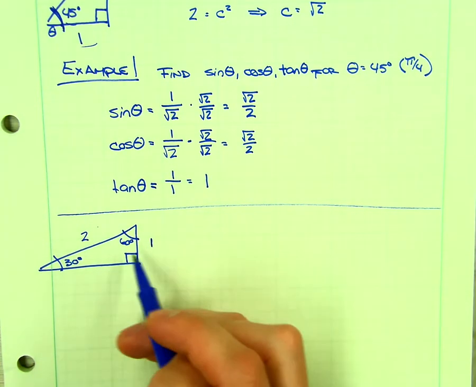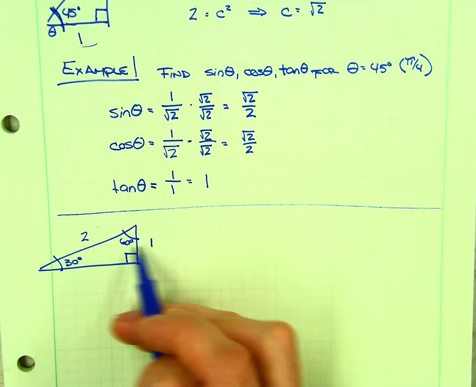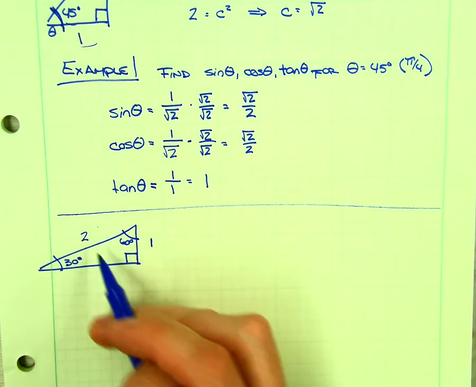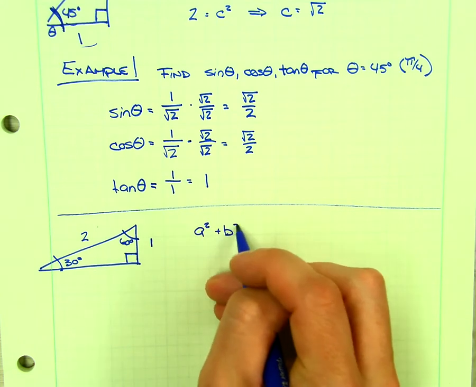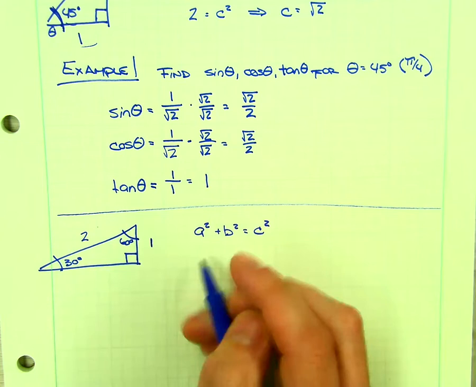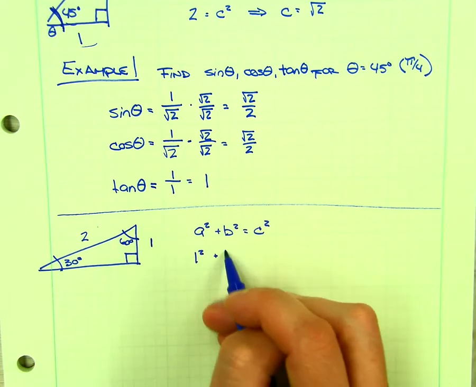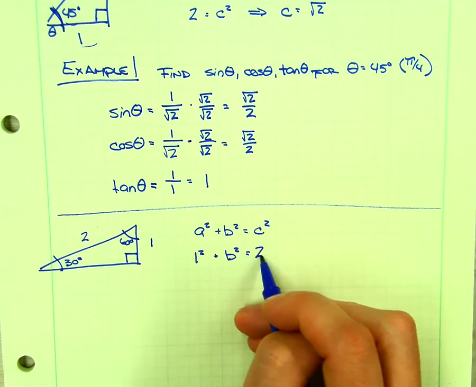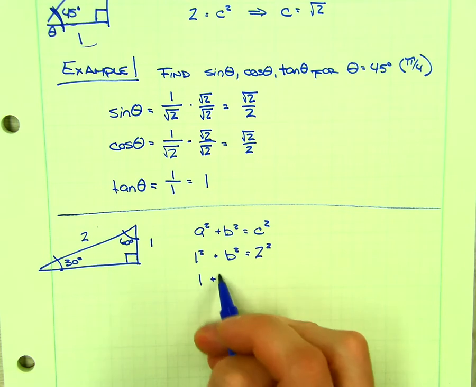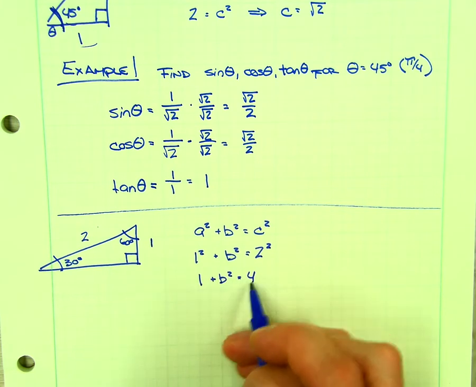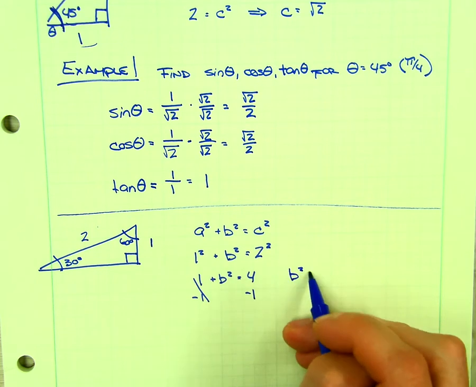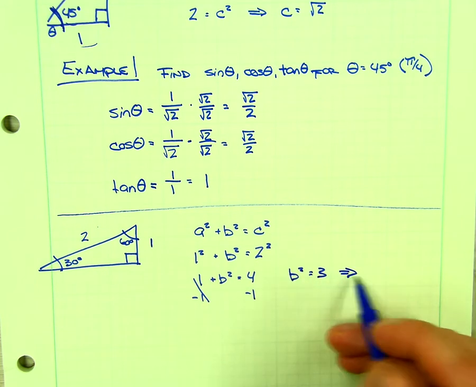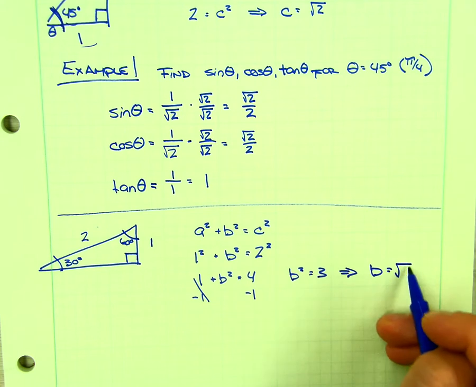The first thing I need to do is I know the adjacent or the opposite side, and I know the hypotenuse. I know A and C. I need to figure out what B is. So I'm going back to a squared plus b squared is equal to c squared. And so I can say 1 squared plus b squared is going to be equal to 2 squared, or 1 plus b squared is going to be equal to 4. Subtract 1 from both sides, and I basically get b squared is going to be equal to 3, or b is going to be equal to the square root of 3.